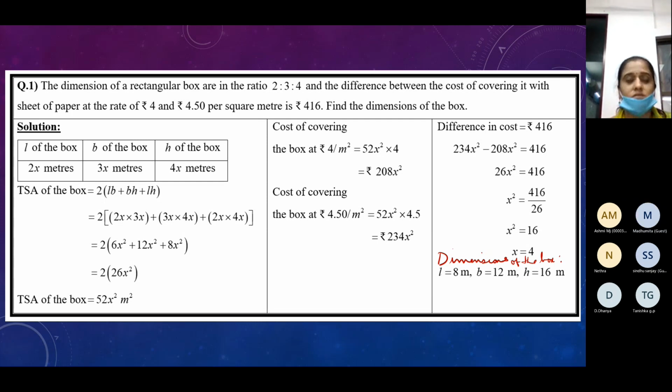Completed, ma'am. Yeah. Where are you writing? Raja and Arjun? Difference in thoughts. Okay. Boys are still writing here. 1 minute.